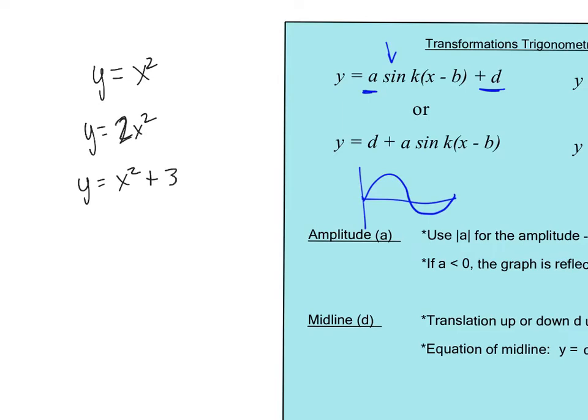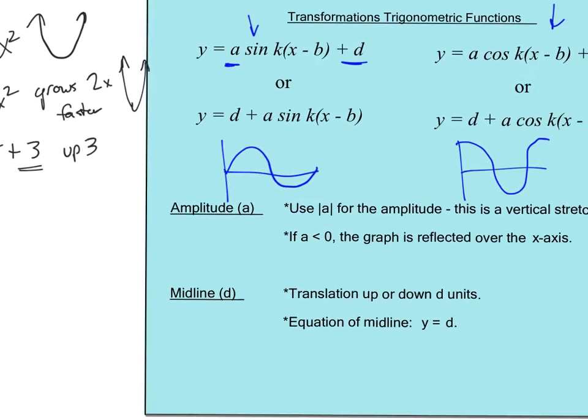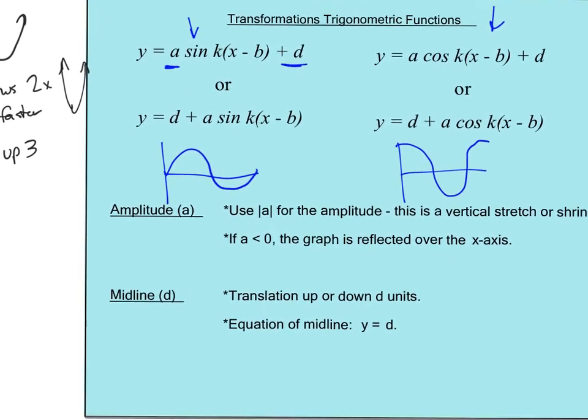Well, what happens here? This grows 2 times faster, right? If this is my quick graph, that means this gets steeper by a factor of 2. This moves the whole thing up 3. You can throw that in your calculator if you want to, but that's no different when you look over here.